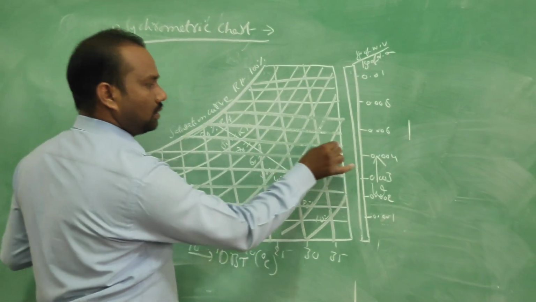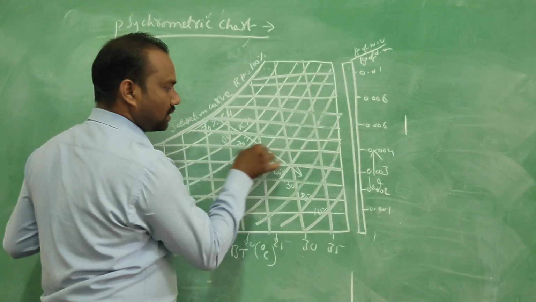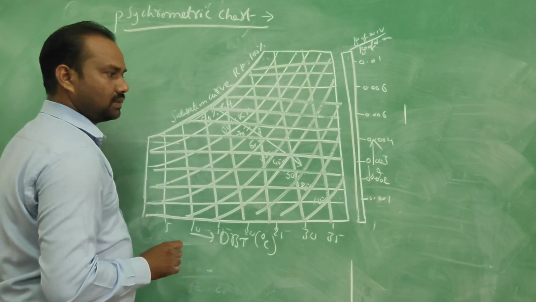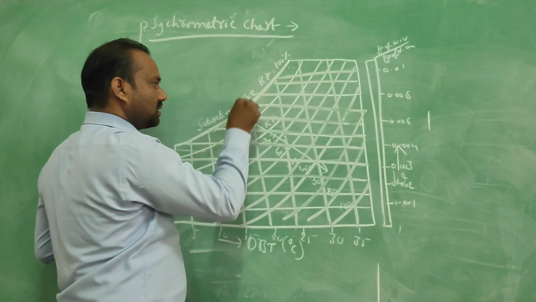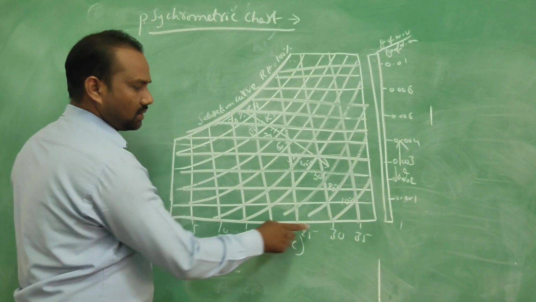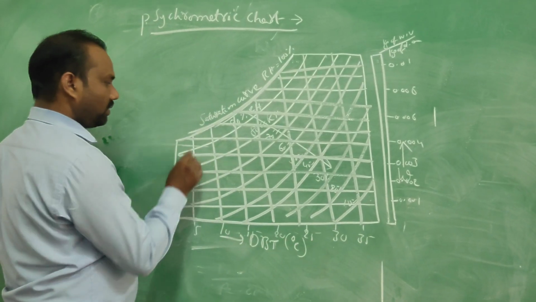So a horizontal line on the psychrometric chart indicates constant omega values, right? So on the saturation curve, whatever DBT values are found on the x-axis, the same value will be represented here.